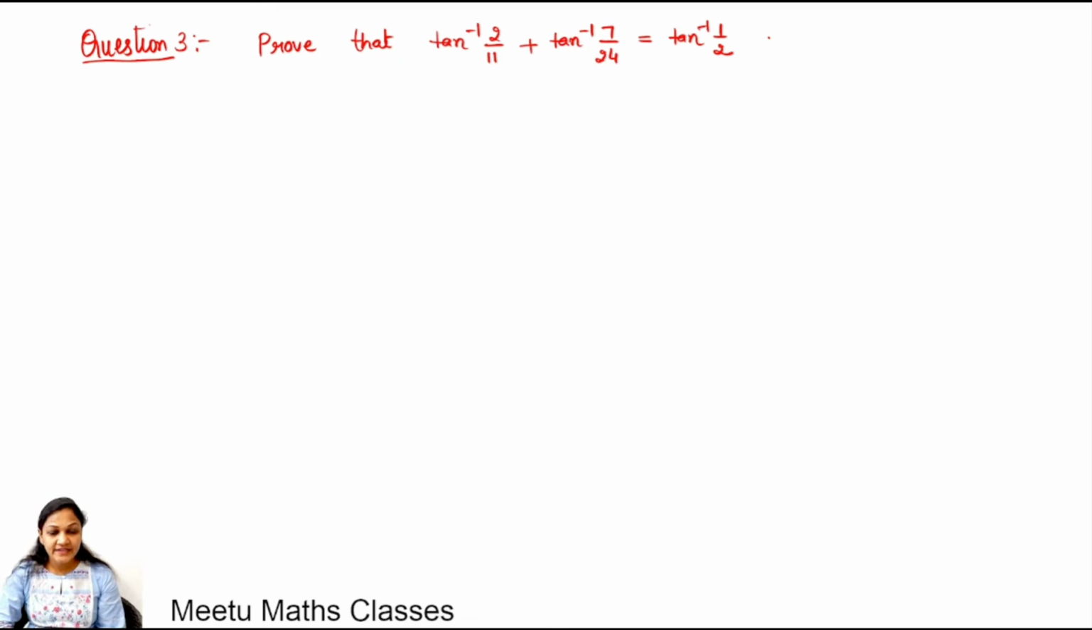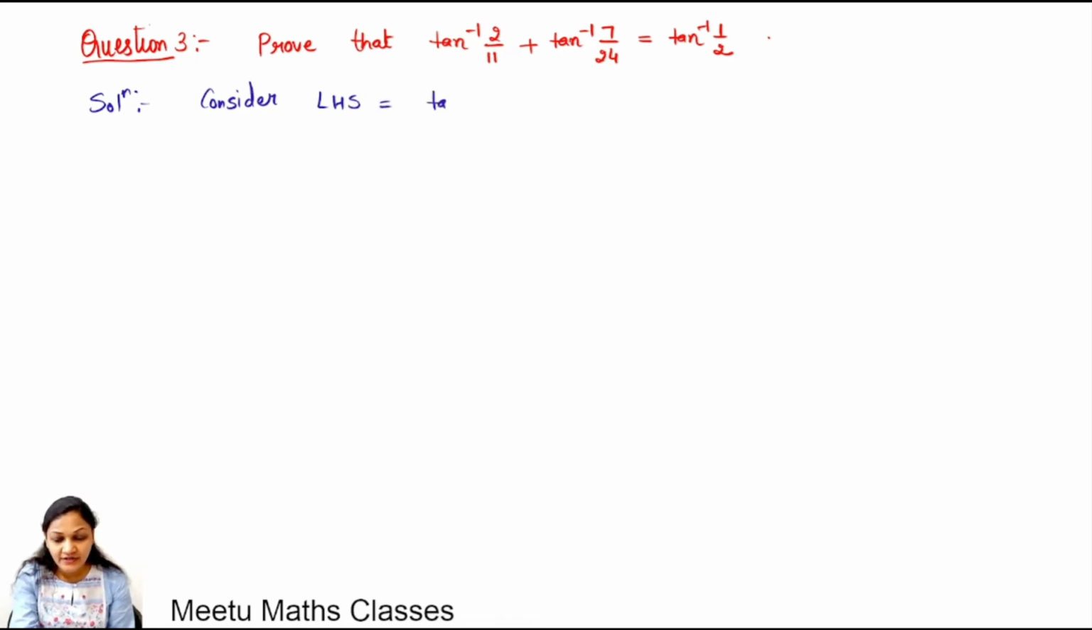Now question number 3 is, prove that tan inverse of 2 by 11 plus tan inverse of 7 by 24 is equal to tan inverse of half. Since in this identity the left hand side is complicated, we are going to start with our left hand side. So consider the left hand side, that is tan inverse of 2 by 11 plus tan inverse of 7 by 24.